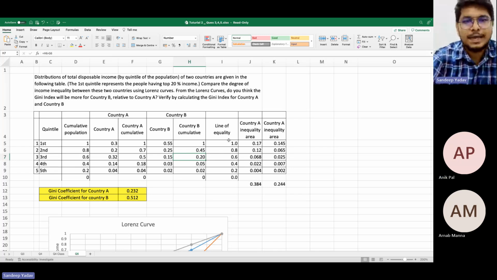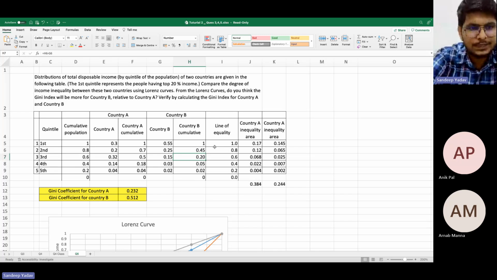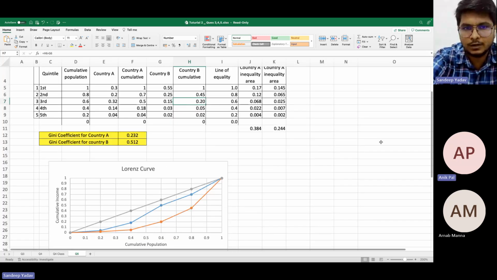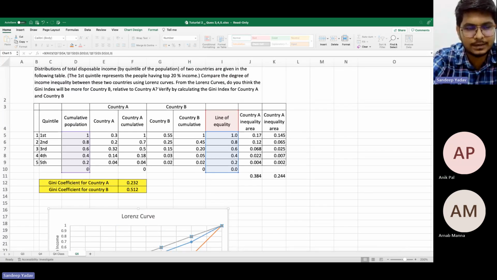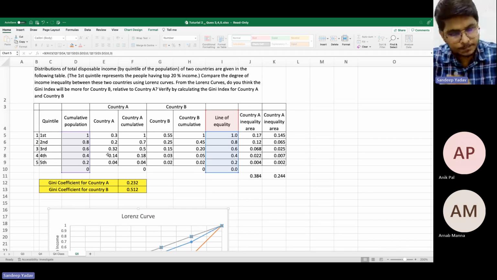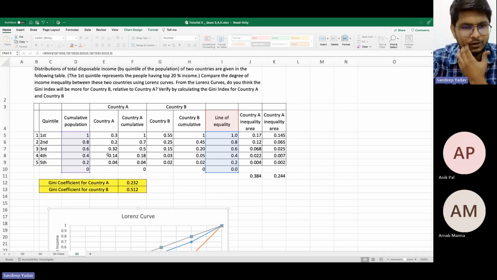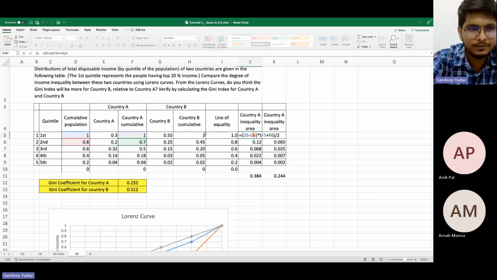Okay. Now, if you want to draw the line of equality, it will be same as the cumulative population. So this will be the equation of the line of equality, 0 to 1, in a similar manner, directly proportional, where x is equal to y. And for country A's equality, we can calculate (x2 minus x1) into (y2 plus y1).